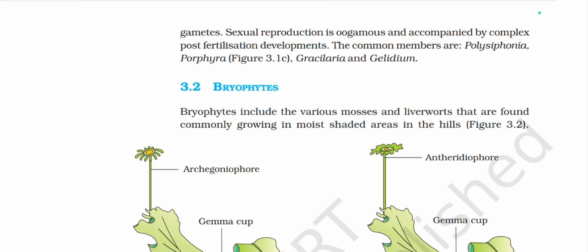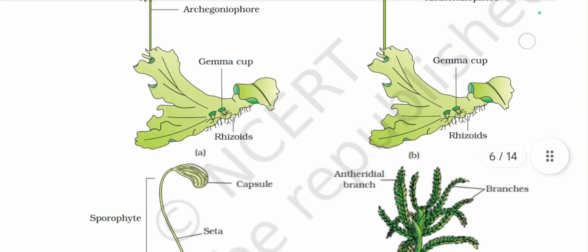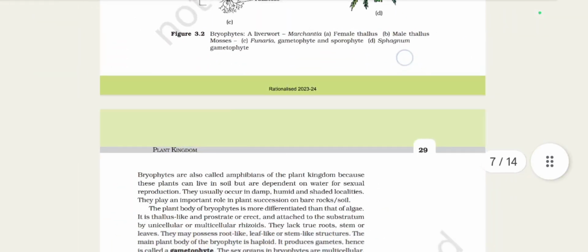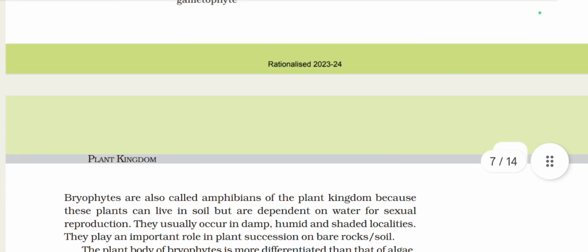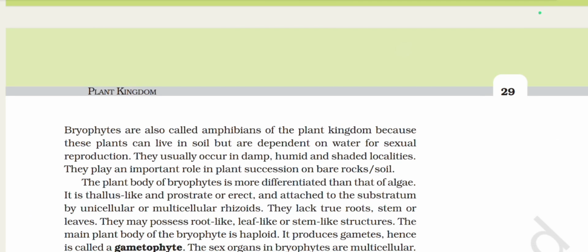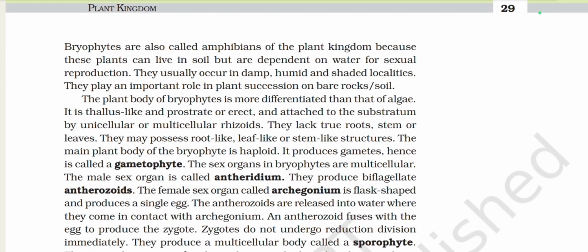Now, topic number 3.2 Bryophytes. Bryophytes include the various mosses and liverworts that are found commonly growing in moist, shaded areas in the hills. Bryophytes are also called amphibians of the plant kingdom because these plants can live in soil but are dependent on water for sexual reproduction. They usually occur in damp, humid, and shaded localities.